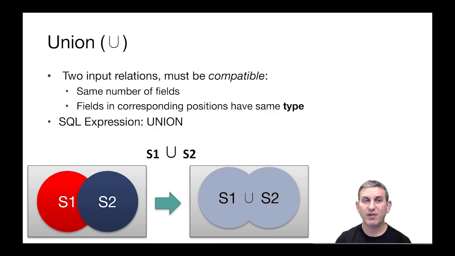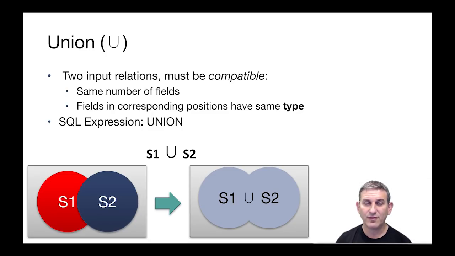Now let's start looking at some of our binary operators. We'll begin with union. Now union has a constraint that its two input relations have to have a property. They must be union compatible. That means they have the same number of fields, and the fields that are in corresponding positions in the two tables have to have the same type.